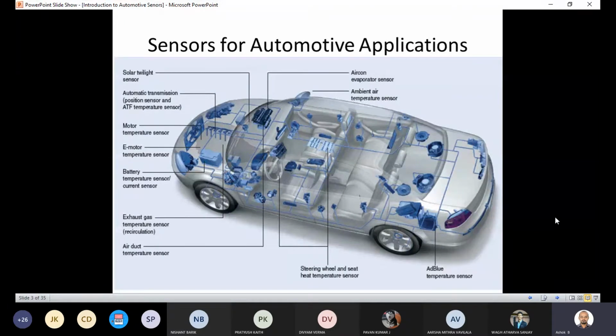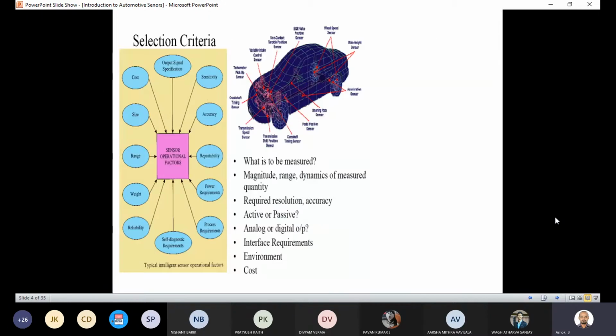So the number of sensors we can't restrict. It is not that only this many sensors have to be used, or that this many sensors are not there. Depending upon the requirement of the vehicle and its functions, and of course the customer demand, the number of sensors in the vehicle can vary. So ultimately, what factors decide the selection of a sensor? On what basis do we have to select a sensor?